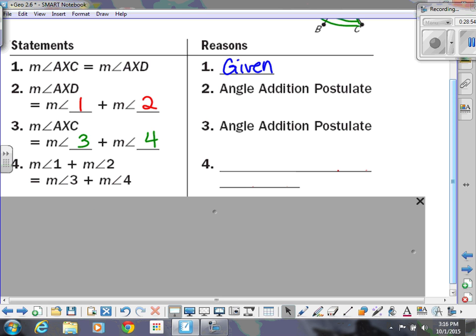So now what's going on here? They're doing that substitution, right? We're replacing 1 plus 2 in for AXD and 3 and 4 for AXC. So that's just substitution property.